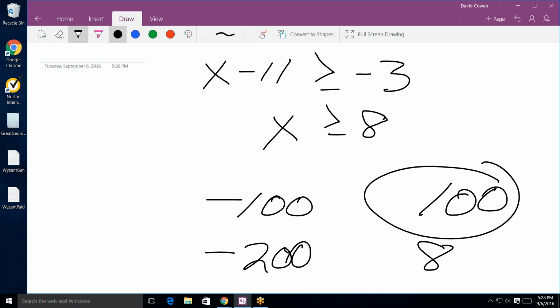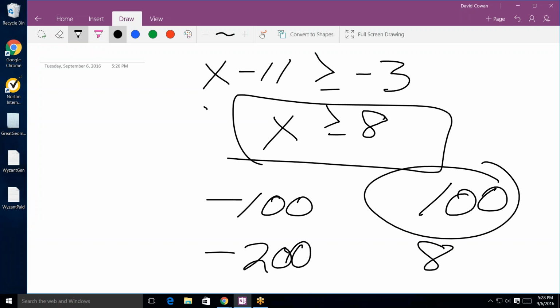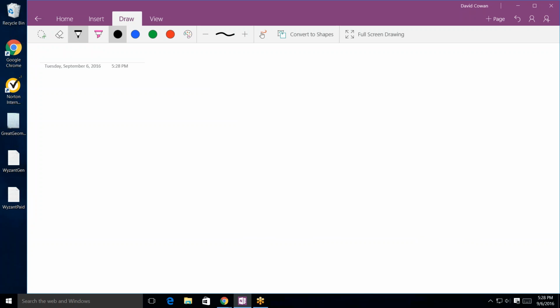But the most important thing is to be able to solve it to get that. In other words, once you know x is greater than or equal to 8, you know how to graph it. You know what numbers x can be. They've got to be greater than or equal to 8. It's pretty straightforward. Okay, what else?